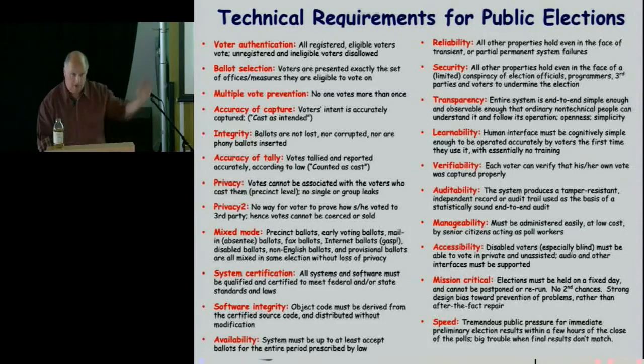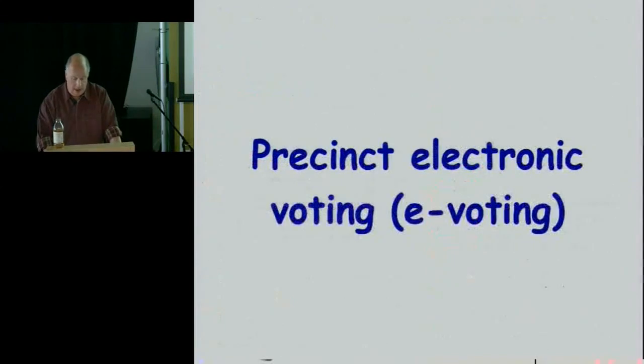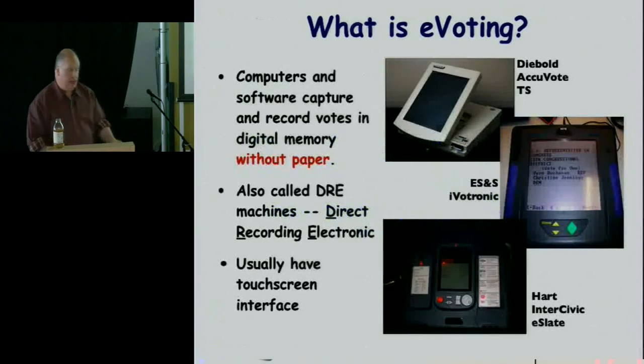So, again, contradictory requirements. Okay. Now, I want to talk a little about precinct electronic voting before I get to internet voting. By electronic voting, I mean when the voting machines on which you cast your ballot are, in effect, computers running software, and they don't have any paper record associated with them. In other words, the ballots are cast all electronically.